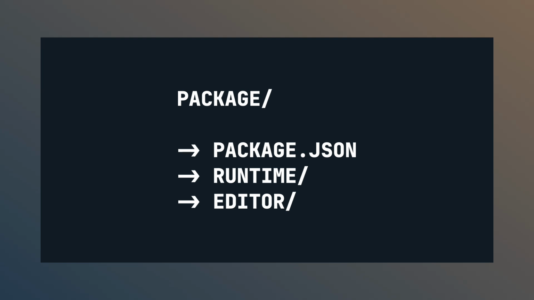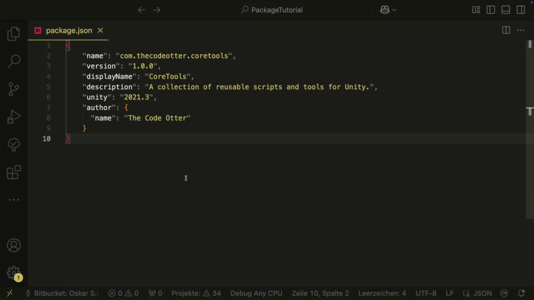We create package.json in our code editor. It has to look like this. The name is the technical name of the package. It looks like an inverse URL. Then we have a version. The name and the version are mandatory.